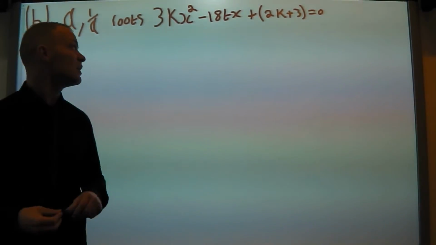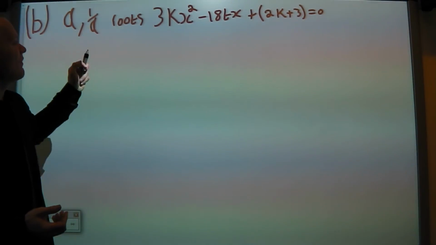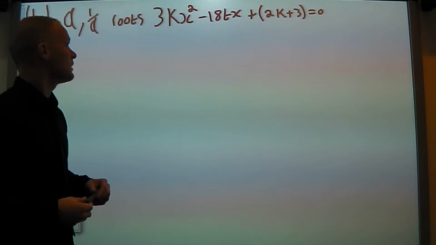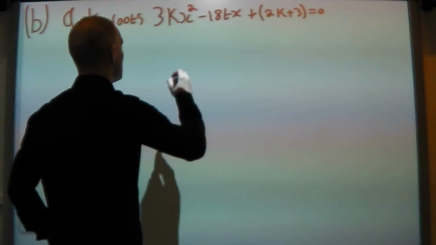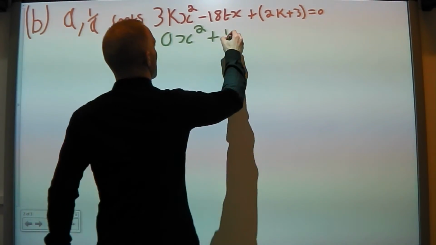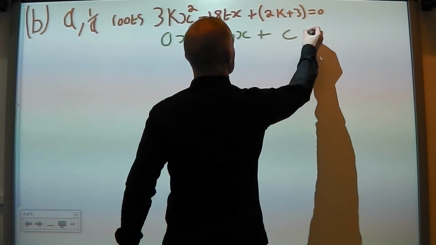Also on the next question here, we're asked if alpha and 1 over alpha are roots of this equation, we're asked to find the value of k. So what we'll do is first write down the general equation here. Ax squared plus bx plus c is equal to 0.